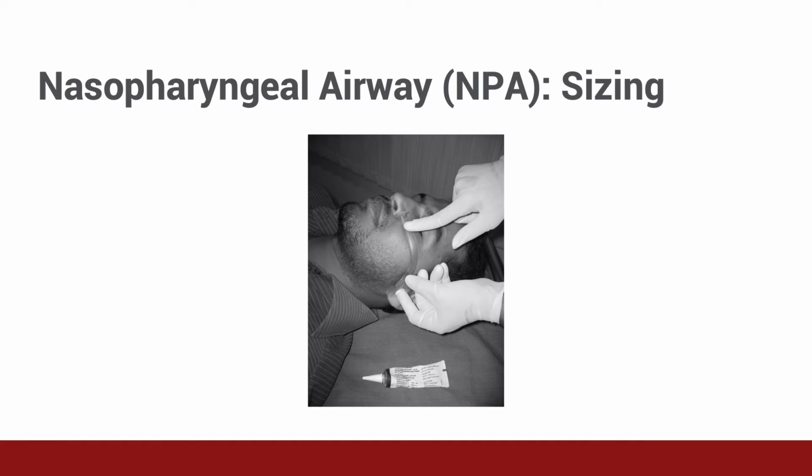Let's now go through the steps of placing a nasopharyngeal airway. There are a variety of sizes of nasopharyngeal airways. How do you pick the correct size for your patient? In order to select the correct size, pick one that reaches from the tip of the nose to the patient's earlobe. Coat with lubricant if available or water prior to inserting.